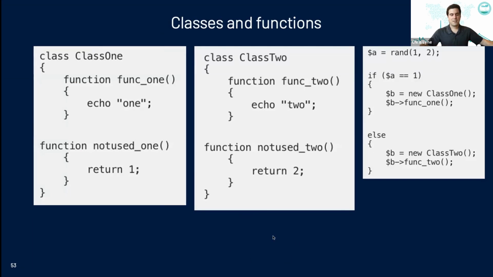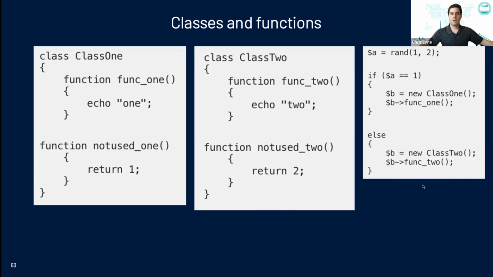So we've seen how to fix an op array. Now, like in the Python world, classes create a different layer of complexity. Here's another example. We have a class 1 and a class 2, each of which has either a func1 or func2 that echoes 1 or 2. Each class also has a function that is not used, so it's not used 1 or not used 2, and they return 1 or 2.